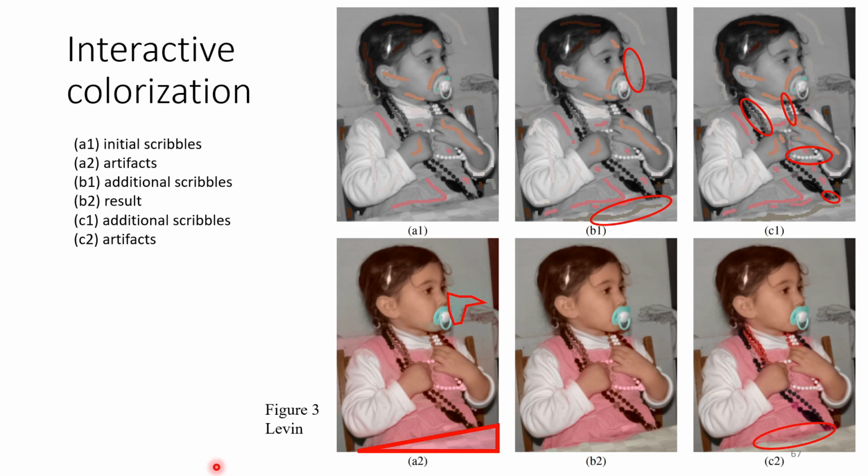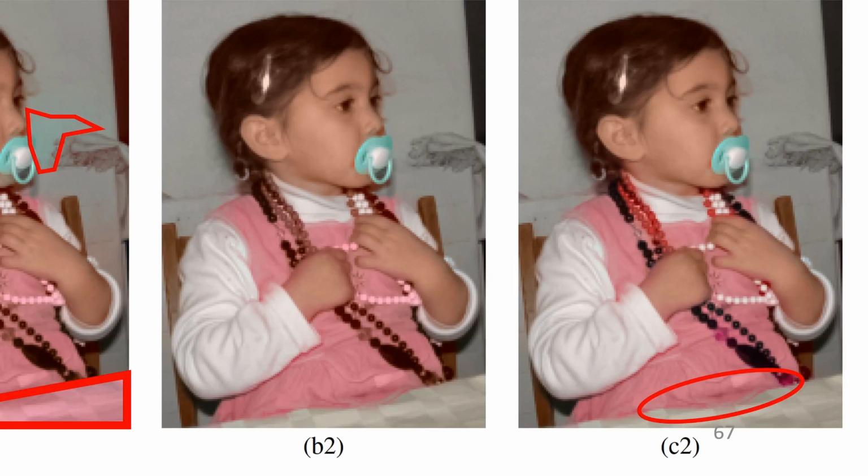However, you can still find artifacts here. Let's enlarge it. So here, this is the table, and this should be a straight line, right? But because the y channel, the y value on the table, is very close to the clothing, the pink color of the clothing goes to the area of the table.